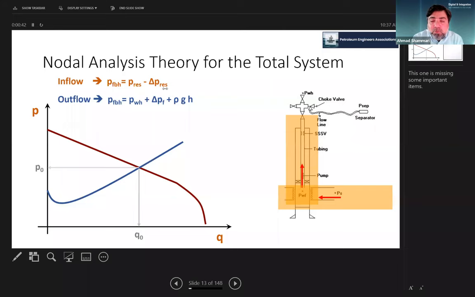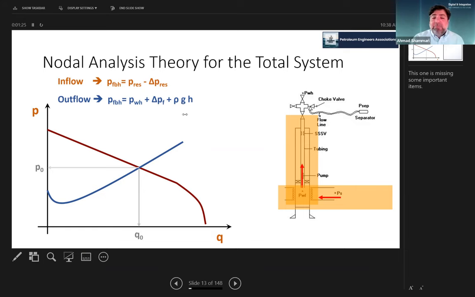When I have a question, if I ask you, does the tubing size affect the inflow or the outflow? What's the answer? It affects the outflow, right? Because the tubing size has nothing to do with the reservoir. It's an outflow component. Similarly, tubing depth, or if I want to trick you, I tell you the reservoir depth, is it an inflow parameter or an outflow parameter? You have to say it's an outflow parameter. Why? Because the tubing depth will affect the hydrostatic component.